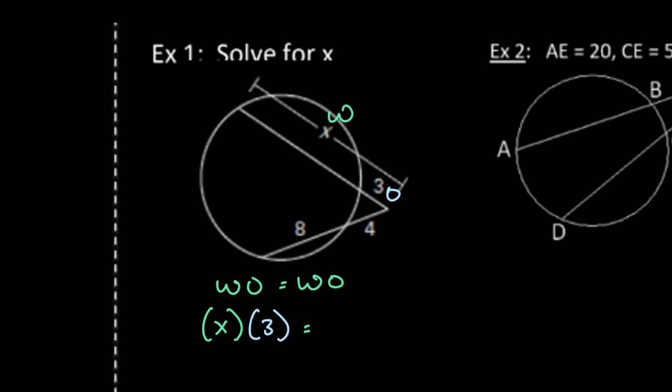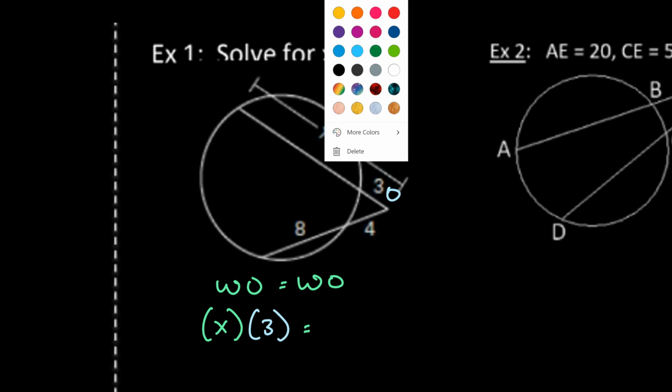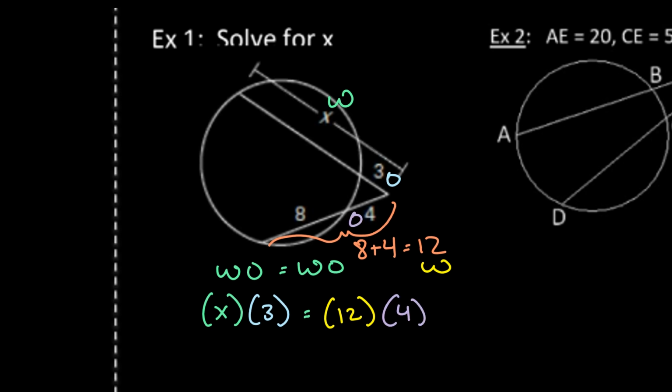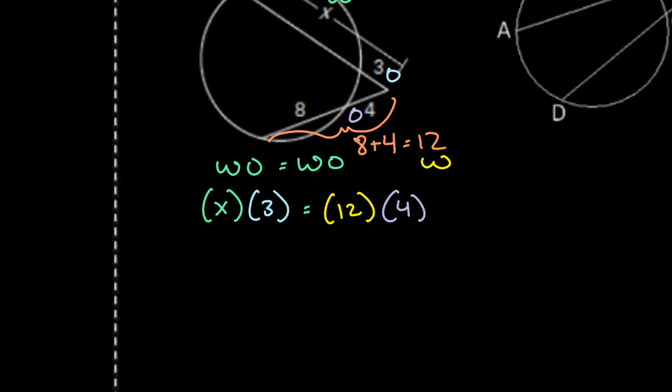And what's the whole on the bottom? 12. How did you get 12? Yes, you have to add the entire length. So that is our whole. And what's the outside? So 3 times x is 3x. 12 times 4 is 48. Divided by 3, what is x? Wonderful.